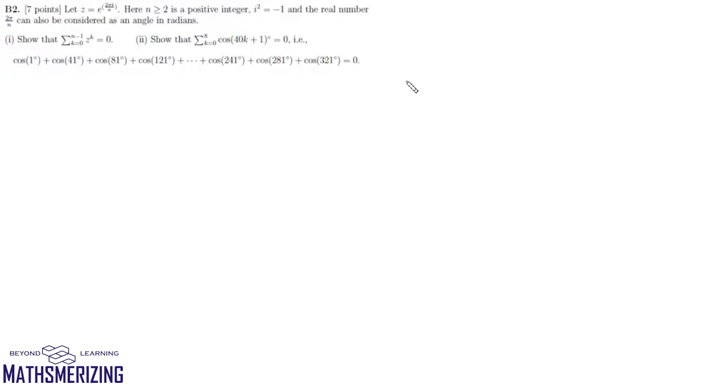B2 is, we are given this complex number z, which is e to the power 2 pi iota upon n. Now first part is, we need to show that this summation k varies from 0 to n minus 1, z to the power k is 0. Now k varies from 0 to n minus 1 is nothing but 1 plus z plus z square up to z to the power of n minus 1.